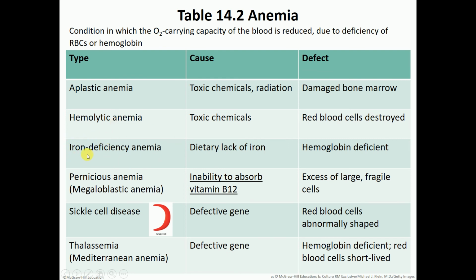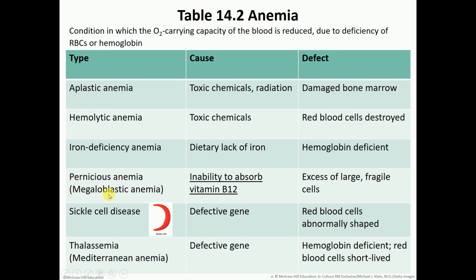Another type is iron deficiency anemia, and that is the most common kind of anemia due to the dietary lack of iron. So the red blood cells have deficient hemoglobin, leading to the decrease in the carrying capacity of these RBCs.